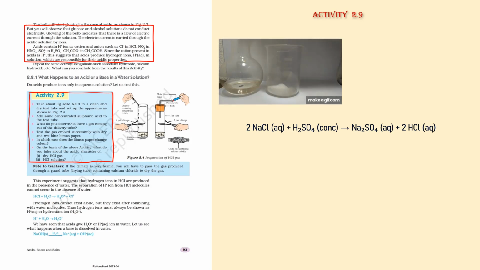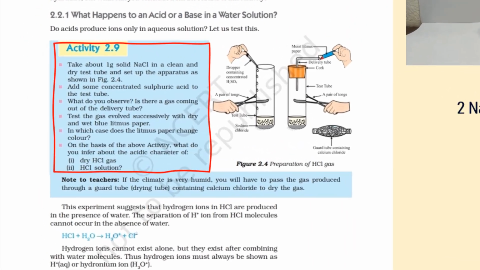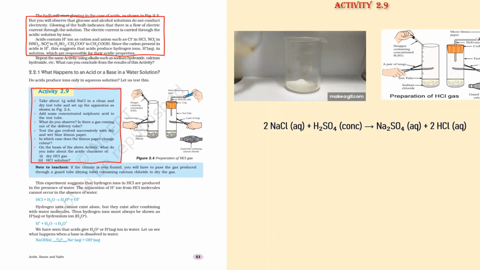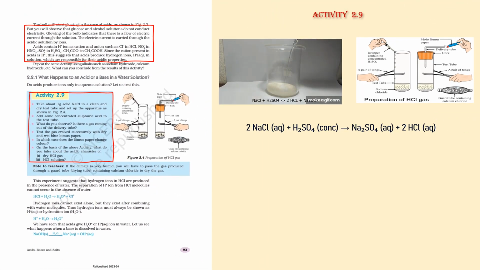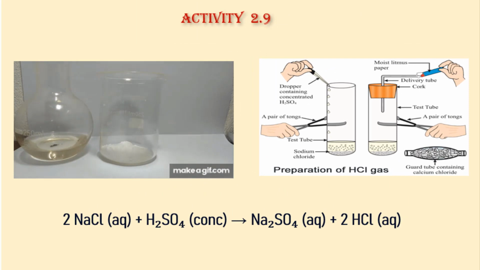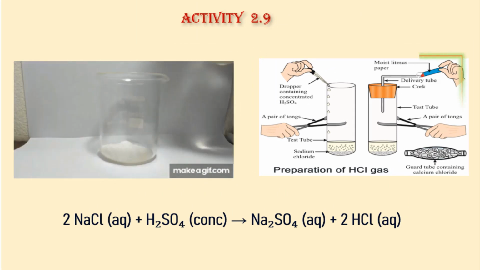Now let us look at the questions that are given inside the box in activity 2.9. First is, what do you observe? Is there a gas coming out of the delivery tube or wherever you are performing that experiment? Yes, there is a gas that is coming out, and this gas, as you can see from that experiment, is HCl.